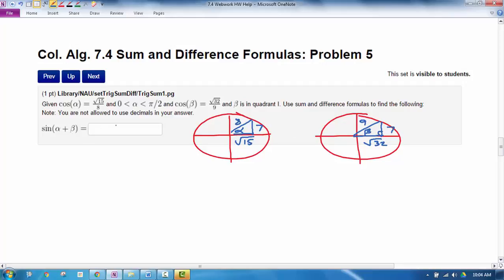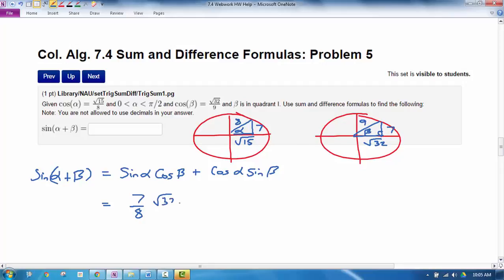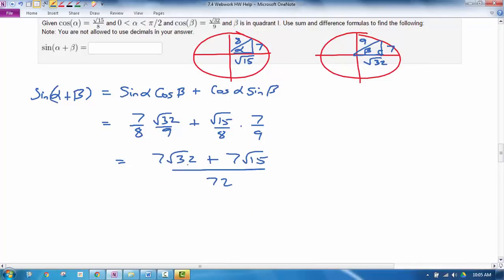Now I can use the sum. So this is alpha, this is beta, so when I write the sum formula off the formula sheet, this right here, and now I can plug these in. So the sine of alpha is opposite over hypotenuse, which is 7 over 8, right from this first triangle. The cosine of beta from the second triangle is square root of 32 over 9, plus the cosine of alpha from the first triangle is square root of 15 over 8, times the sine of beta from the second one is opposite over hypotenuse, so 7 over 9. Now I can simplify it a little bit, and I don't know, I'll just enter it in like that.